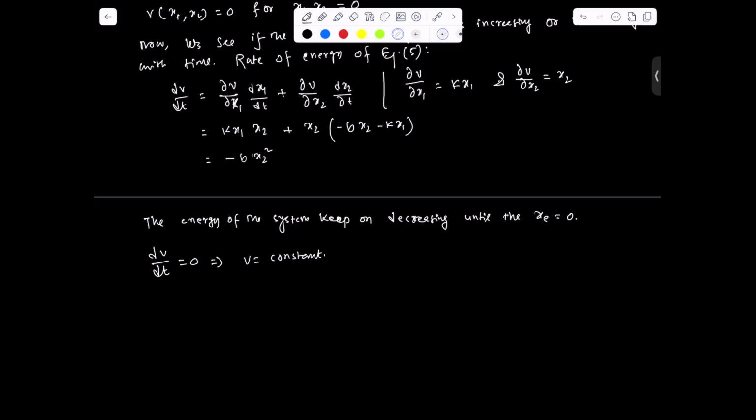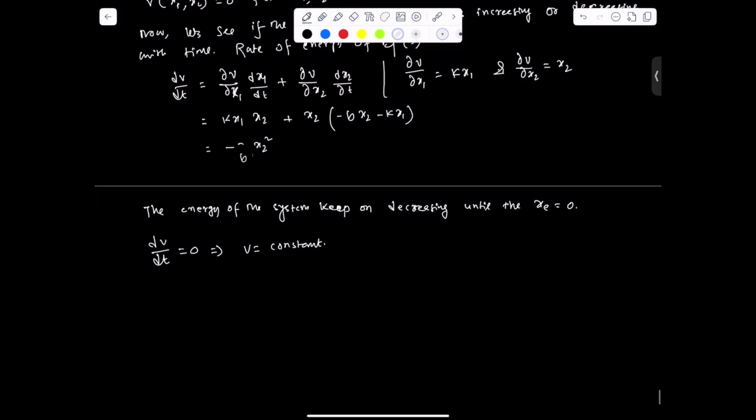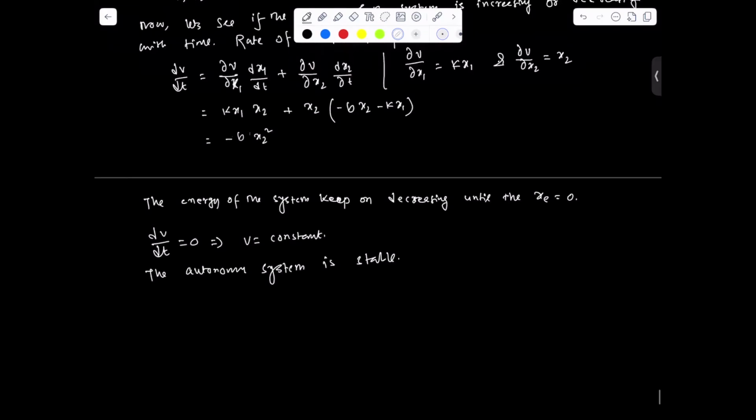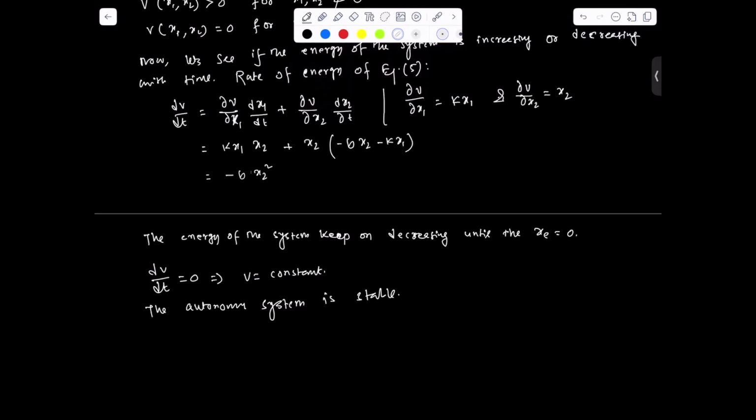So this is how we can comment that the autonomous system is stable. And we are considering an autonomous system because the Lyapunov function theorem is valid for autonomous systems. We'll have more details in this context later. So this is how we can check the stability of the system without solving the dynamics or equation. And this is a very, very powerful tool to analyze the system.